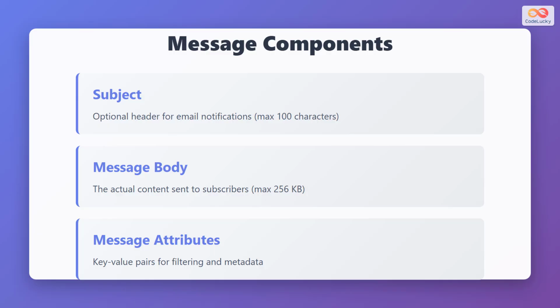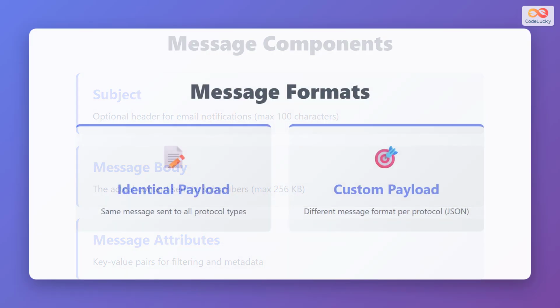Message attributes are optional key-value pairs that provide additional metadata about your message. These attributes are particularly useful for message filtering, allowing subscribers to receive only the messages they're interested in. Understanding these components helps you structure your messages effectively for different use cases.